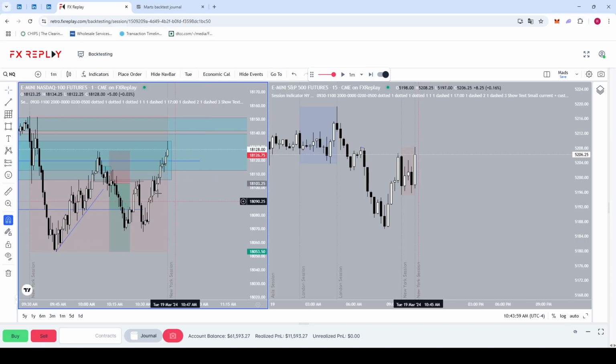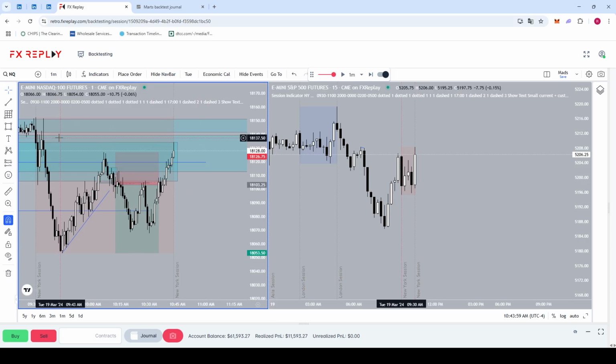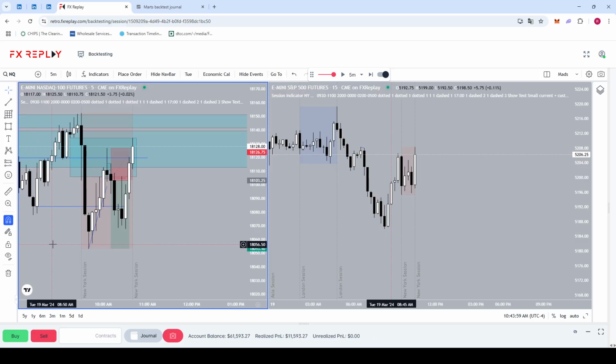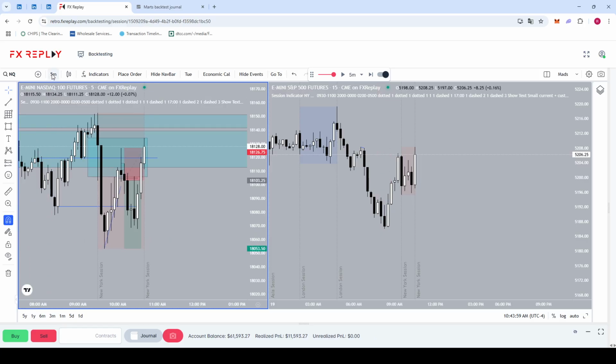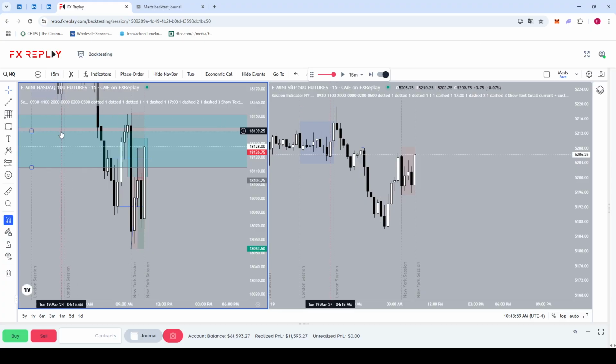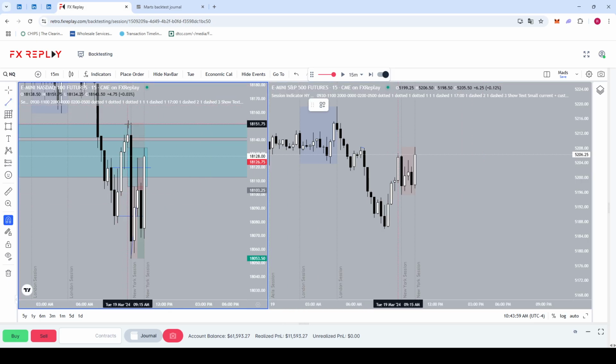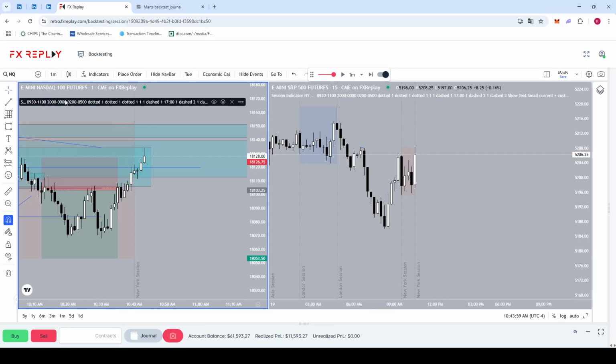Alright, so we get stopped out here. Pretty valid trade, I would say. Maybe we needed this high time frame SMT. Let's see what price wants to do.